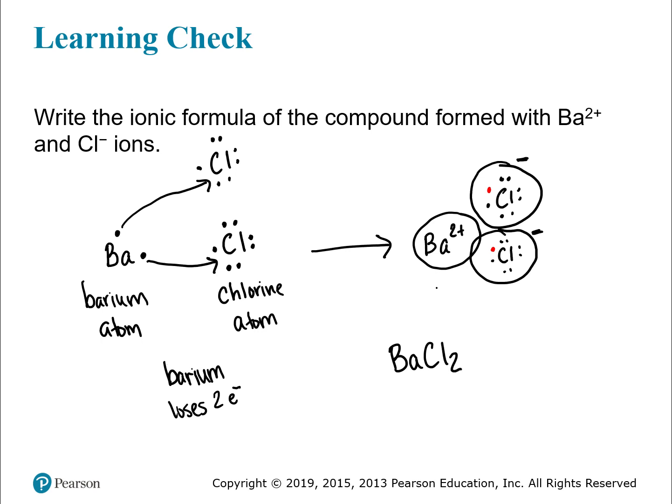And you can double check that by doing the total positives and the total negatives. The total positives here is +2. The total negatives, well, we've got 2 chloride ions, and they each have a charge of -1. And that gives us a total charge of 0. You don't have to draw all this out when you're figuring out the ionic formula, but if it helps you, do it.